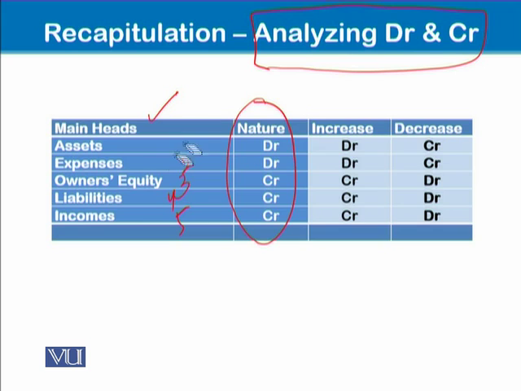So we know that asset is debit in nature. Expense is also debit in nature. Owner's equity, liability, and income are credit in nature. Well, this is the nature.